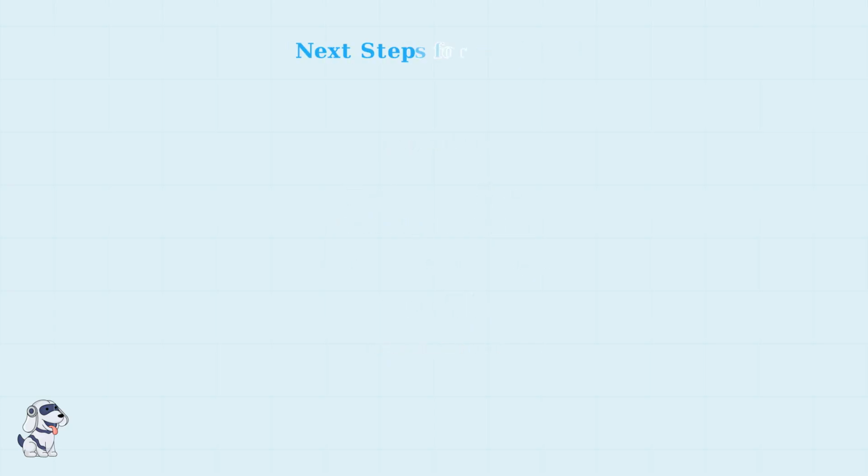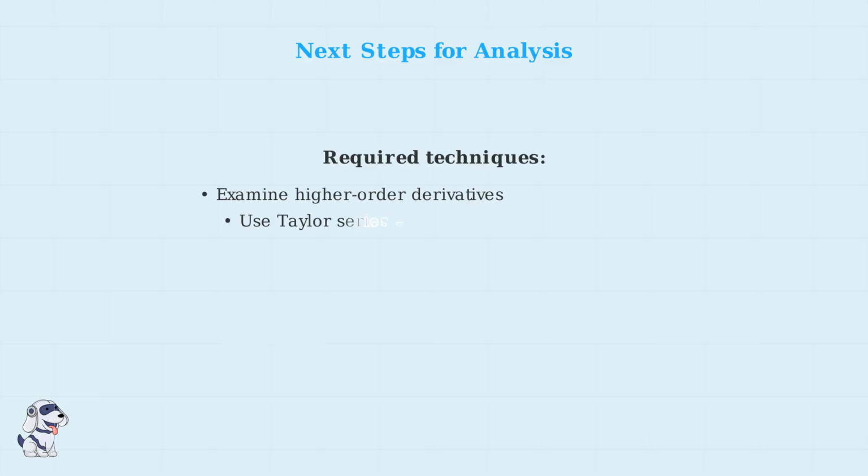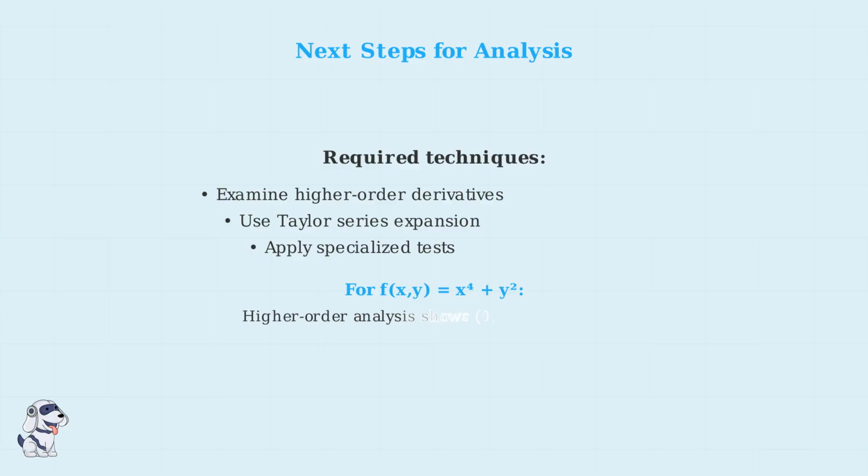When faced with a degenerate Hessian, we must look beyond second derivatives. Higher-order derivatives and alternative methods can help us understand the true nature of the critical point. For our example function x to the fourth plus y squared, examining the fourth derivative reveals that the origin is actually a local minimum, despite the degenerate Hessian. This demonstrates why additional analysis is crucial in these special cases.